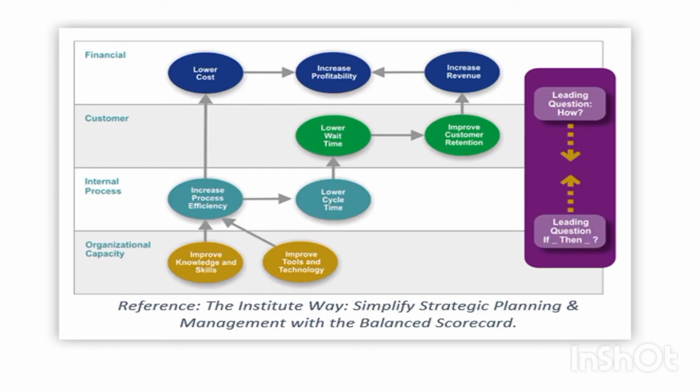So now this is another example. Again, this is a very simplified and generalized example. It is not specific to any company. So you can quote this and write this in order to make a balanced scorecard. In financial, we have lower cost, then increased profitability, then increased revenue. Then in customer, we have lower wait time, improved customer retention. The internal processes have increased process efficiency, low cycle time. And finally, the organizational capacity has improved knowledge and skills and improved tools and technology.